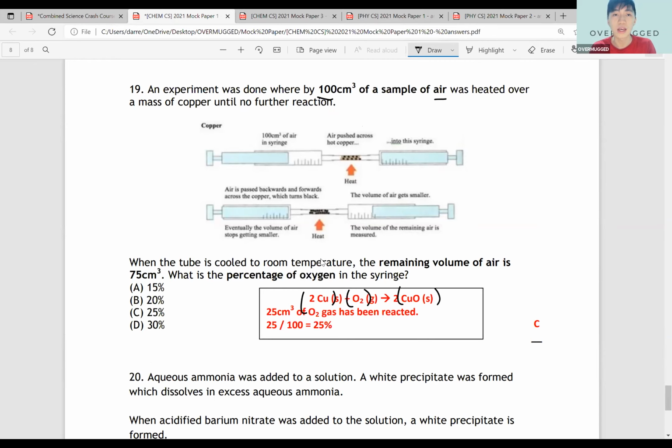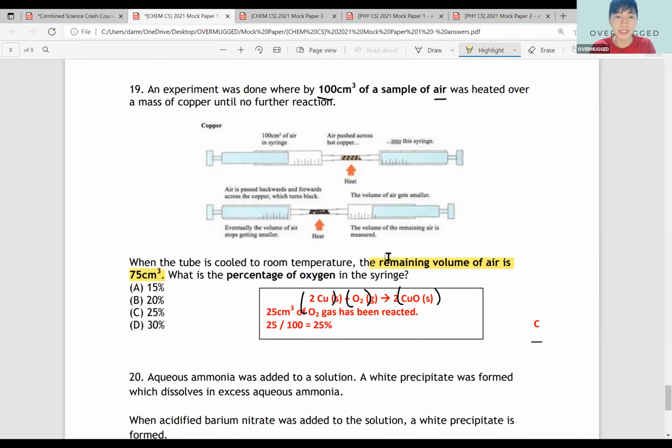Why do I say that? Because inside the sample of air, we know that there are other gases like nitrogen or carbon dioxide as well. Those gases do not react with the metal. Only oxygen does, okay? So here you see that after we react all the oxygen away, the volume of remaining gas is 75 cm cubed.